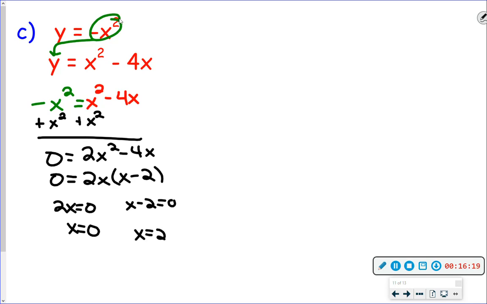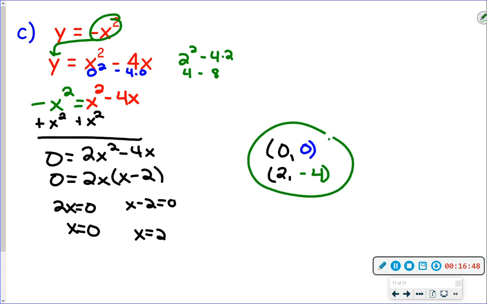So we're going to have two ordered pairs again. One with an x coordinate of 0, one with an x coordinate of 2. Now, it doesn't matter which equation you plug these into to get your corresponding answers. If you put 0 in this guy, 0 squared, 4 times 0, 0 minus 0, 0. Then I'm going to put positive 2 in. So I'm going to do 2 squared minus 4 times 2. 2 squared, 4. I've got 4 minus 8. You will get the same answer if you replaced them in the top equation.